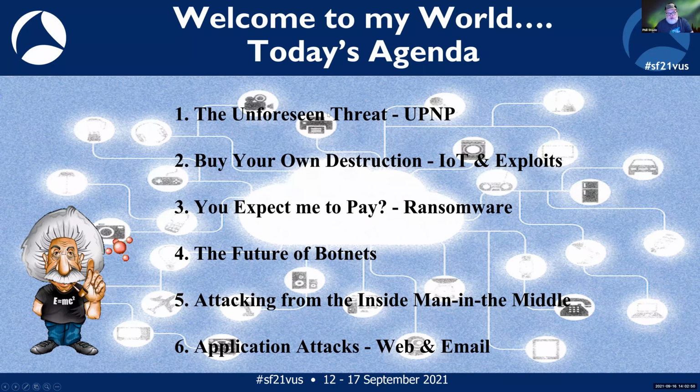But here's what we're going to look at today. I'm going to start off with one that just about every one of us has this vulnerability on our system, and that's UPnP. I call it the unforeseen threat. Then my favorite one to beat up on, Internet of Things, and some of the exploits. One that unfortunately we're all familiar with, ransomware. I've already briefly talked about botnets. I'll show you a little bit more information about them, and we'll be able to put it into context. And then an old favorite, man in the middle. It originated in the Ethernet world, but now with wireless, it's everywhere. And then the application attacks, the web phishing things, bogus websites, and of course, those lovely emails that we all get in our spam folders.